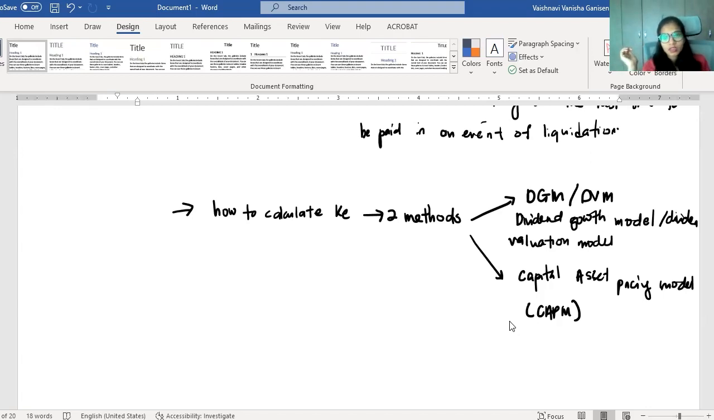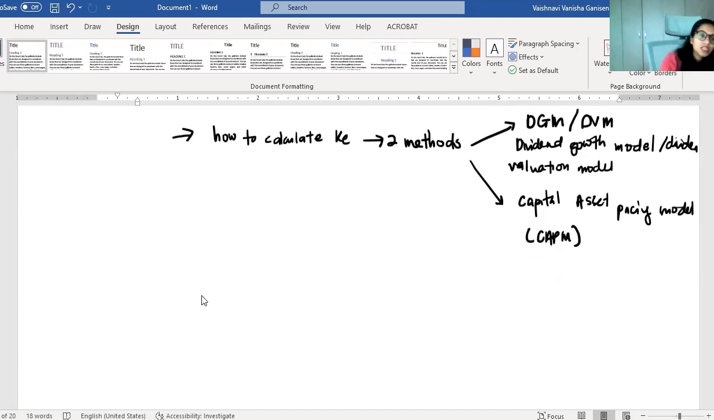Now, what is this model all about? Okay, so let's first talk about the dividend growth model.